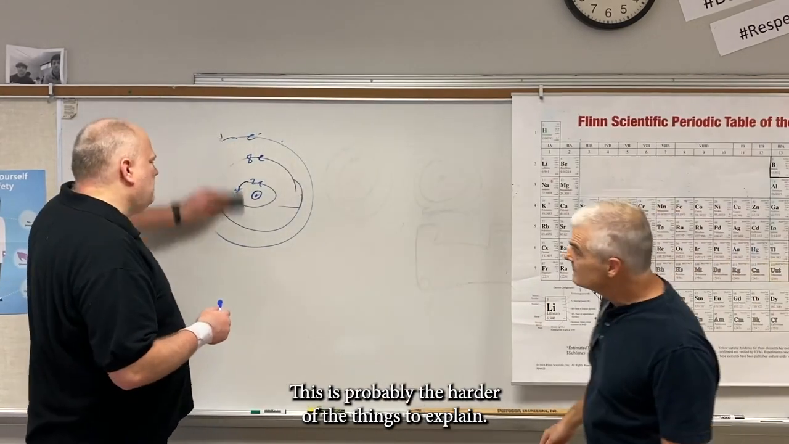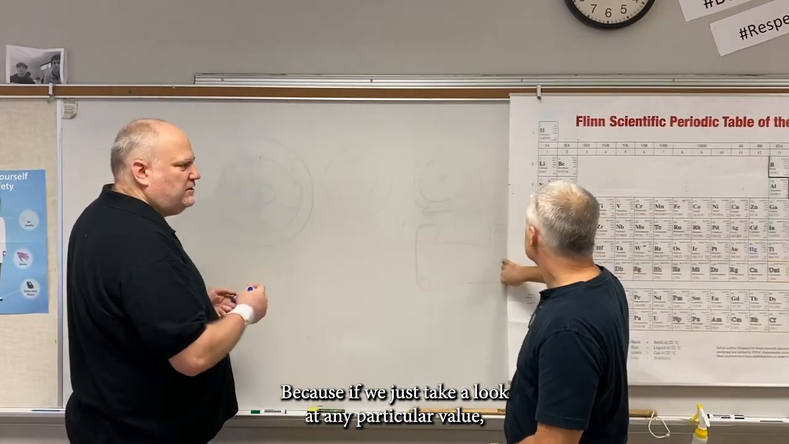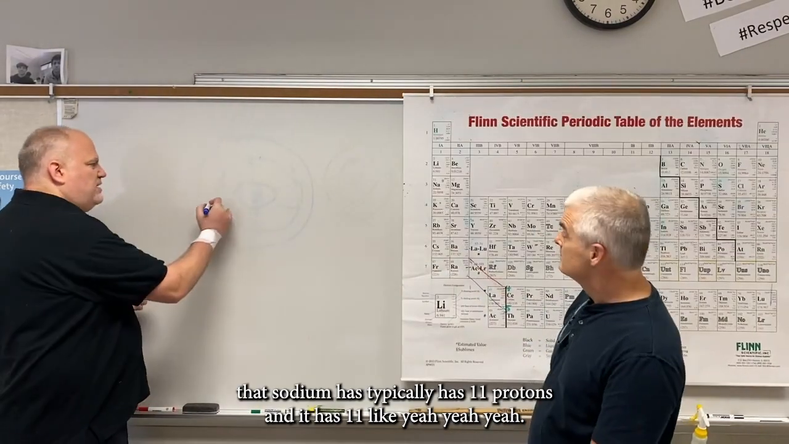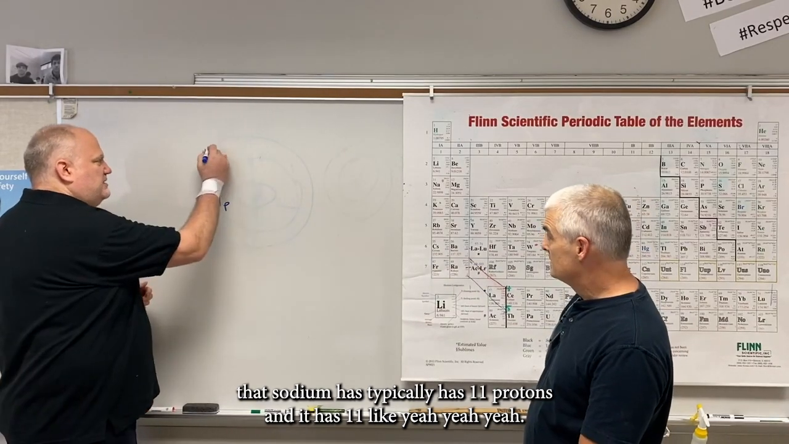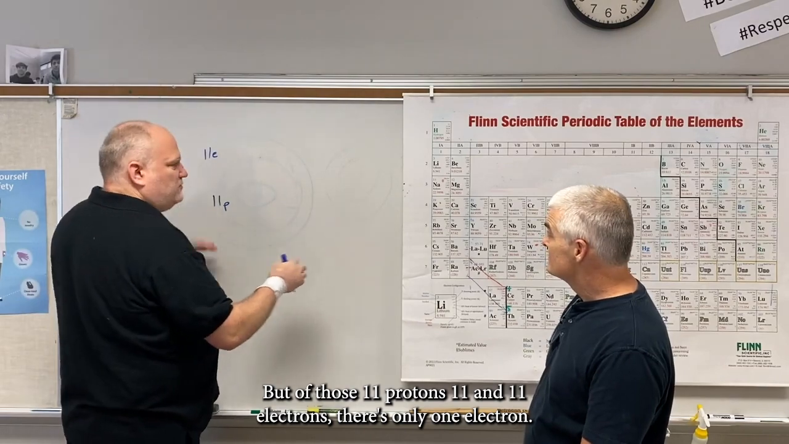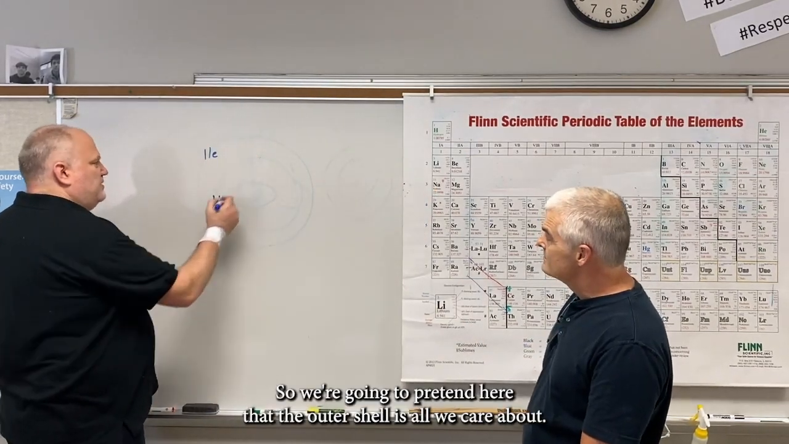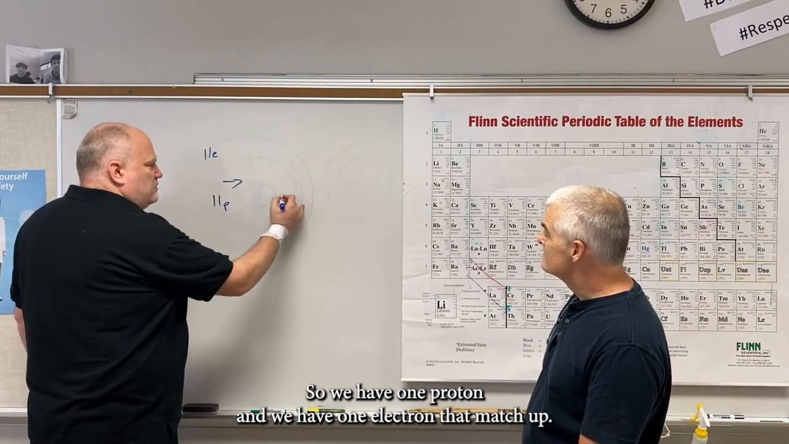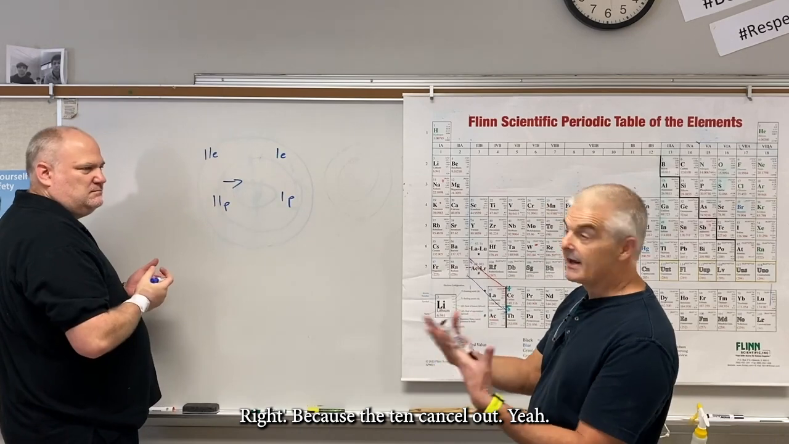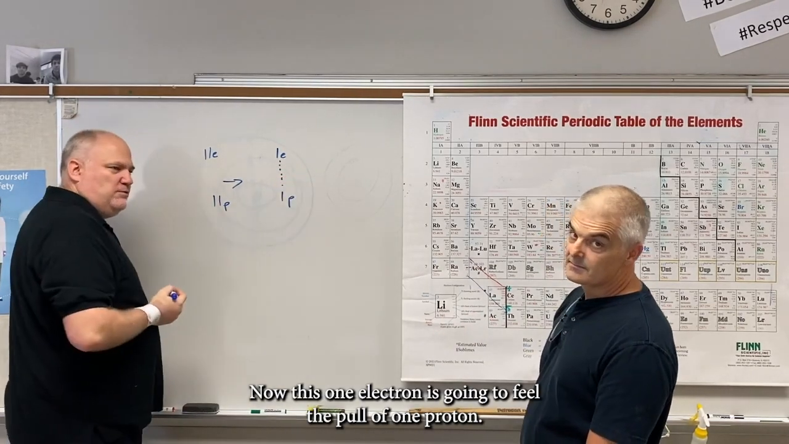So this is probably the harder of the things to explain, because if we just take a look at any particular atom, let's say we go from sodium to magnesium. Would you agree with me that sodium typically has 11 protons and it has 11 electrons? Yeah, of course. But of those 11 protons and 11 electrons, there's only one electron that's in the outer shell. One baby in the outer shell. So we're going to pretend here that the outer shell is all we care about. So we have 1 proton and we have 1 electron that match up, because the 10 cancel out. Now, this 1 electron is only going to feel the pull of 1 proton, right?